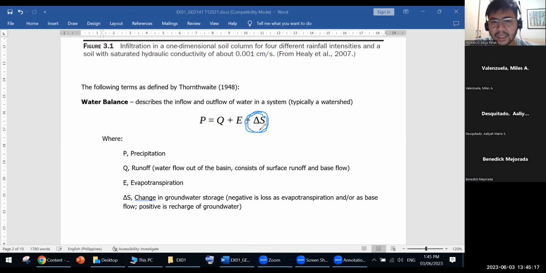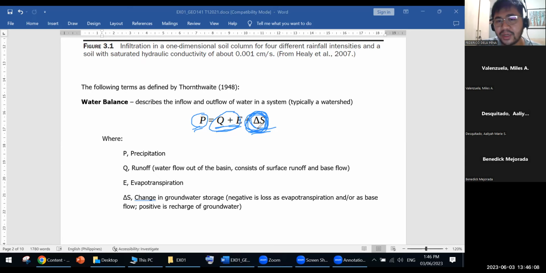This is sort of a tiebreaker in the equation. Pag marami kang precipitation and konti lang yung runoff mo tsaka evapotranspiration, basically yung surplus mo is mapupunta sa groundwater storage. Kumbaga, pag may surplus ka na tubig, lagi siyang mapupunta sa groundwater storage. Ngayon naman, kung konti lang yung precipitation mo and marami kang runoff and marami kang evapotranspiration, posible na yung tubig na nagamit sa evapotranspiration or sa runoff ay galing sa groundwater.